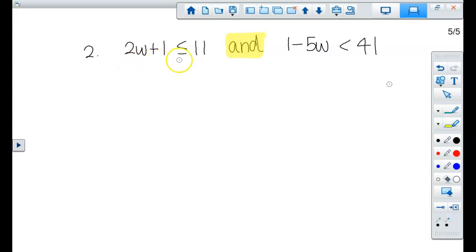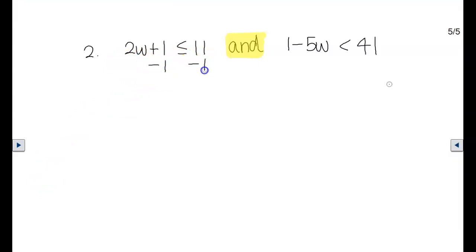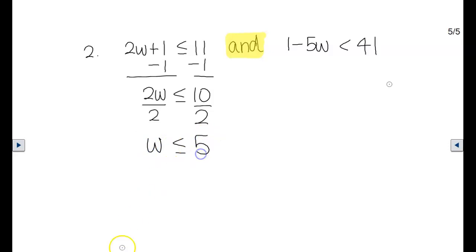Let's start with 2w plus 1 is less than or equal to 11. We're going to do minus 1 on each side to get 2w alone. That gives us 2w is less than or equal to 10. Then we're going to divide both sides by 2. We don't flip our inequality sign because we're dividing by a positive. So we find out that one of the things that has to be true is that our value for w has to be a number that's less than or equal to 5.